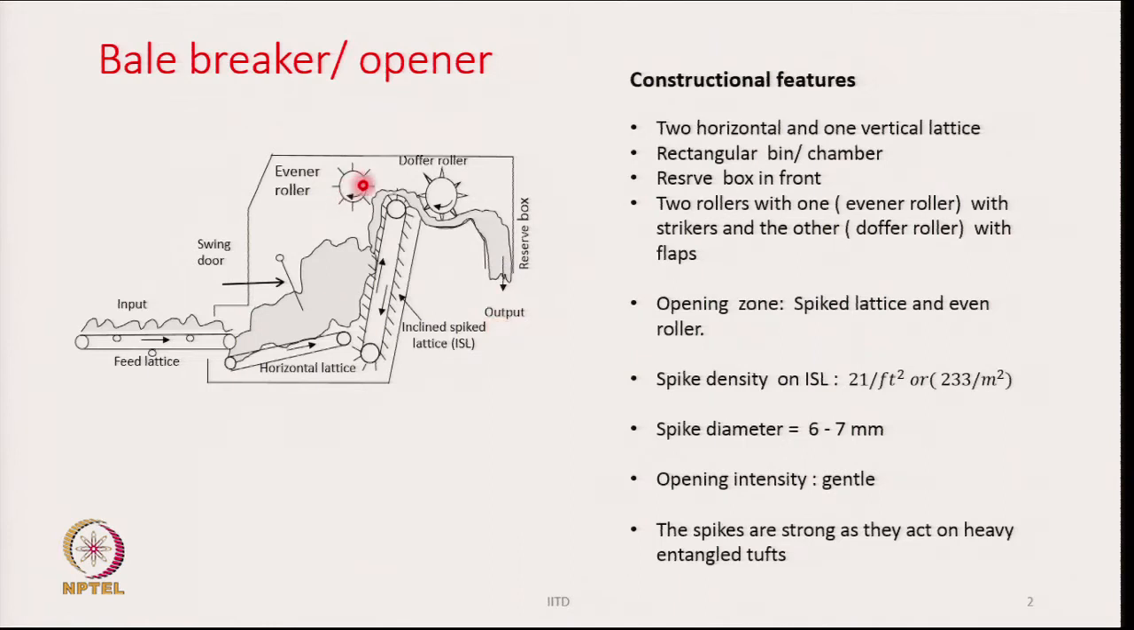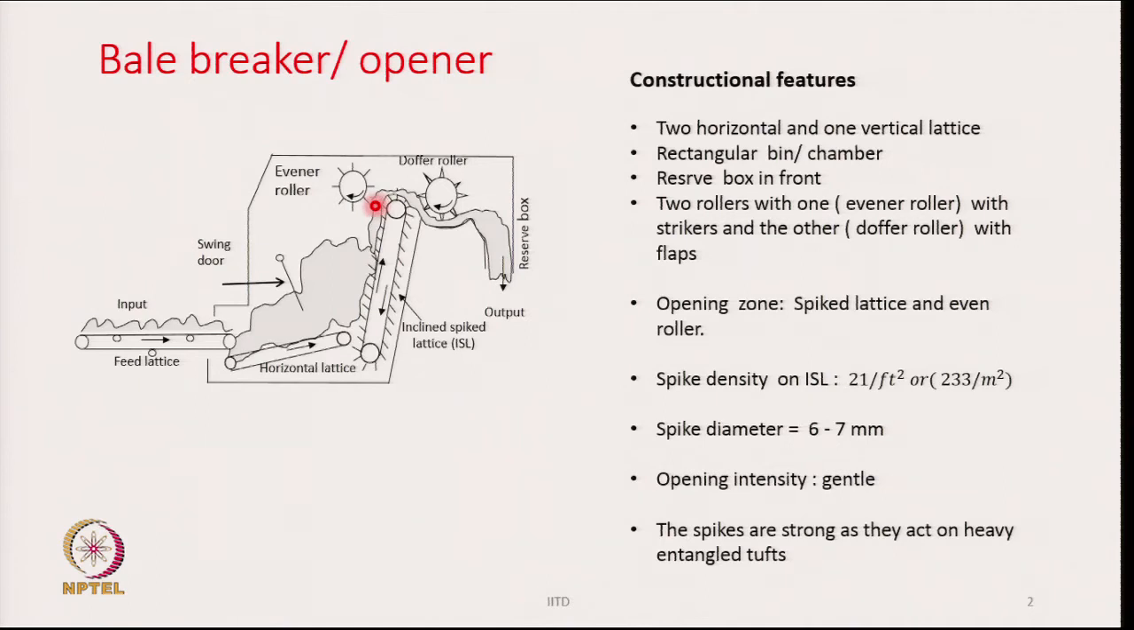There are two rollers which you can see here. One is called the Evener roller and the other one is called the Doffer roller, or it is also known as the stripper roller. The opening zone here exists in between the Evener roller and the spike lattice.